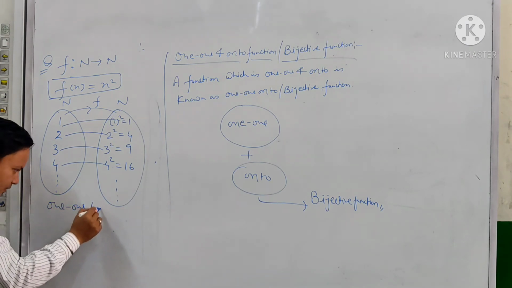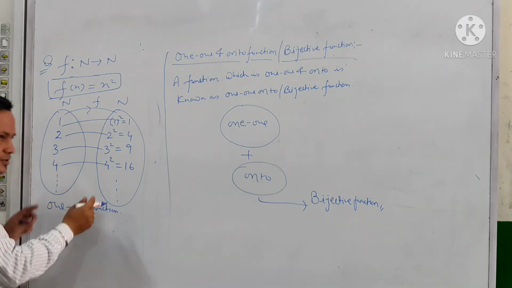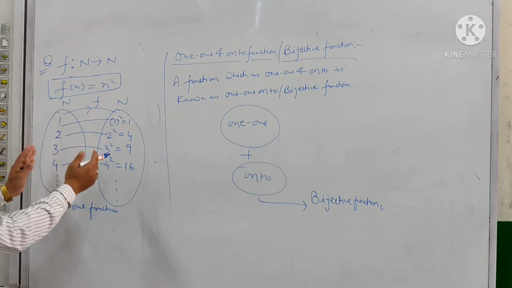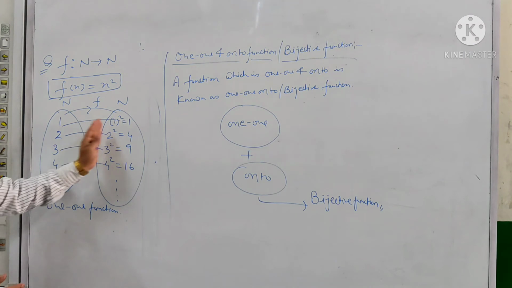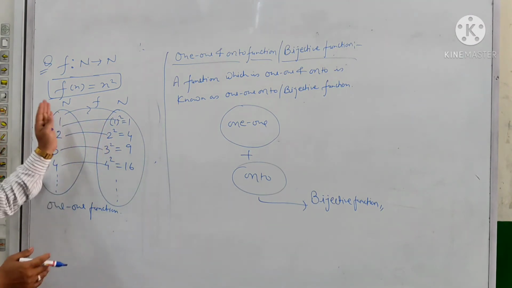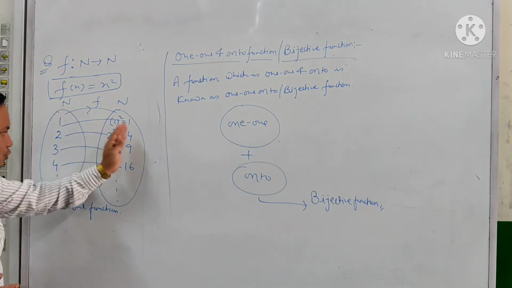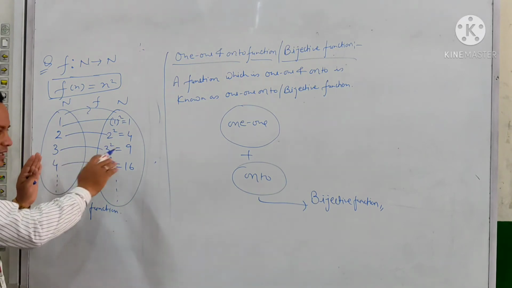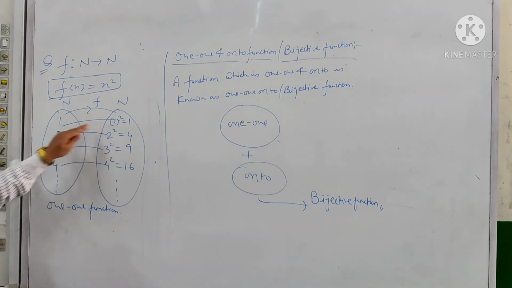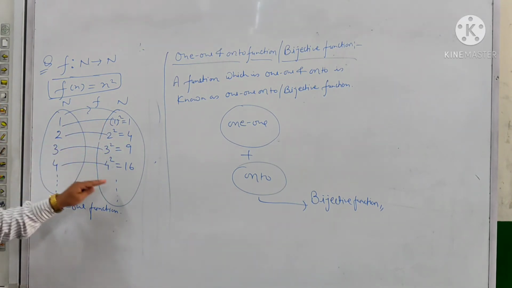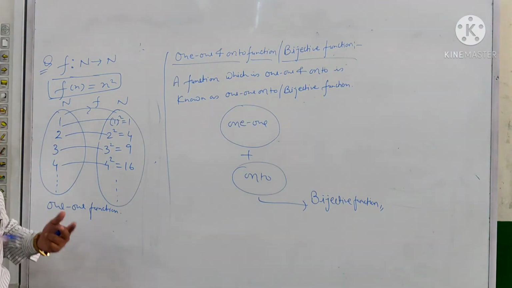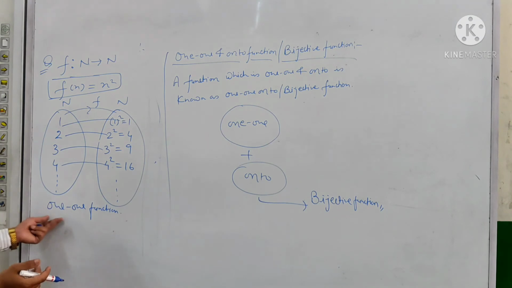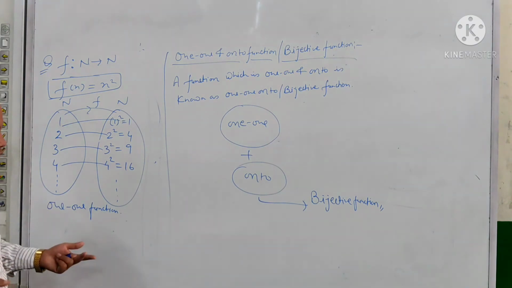This is a one-one function because you can clearly identify from this pictorial diagram that the association between the elements of the domain and codomain is in a unique manner as well as one-to-one. We know that if the association is one-to-one, then such a function is known as a one-one function. Now we will talk about onto function.